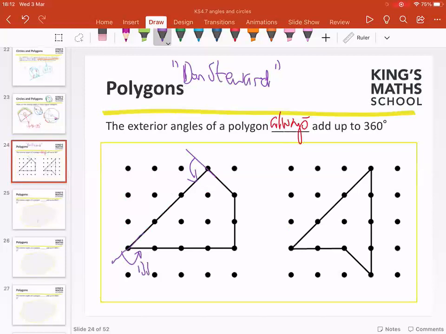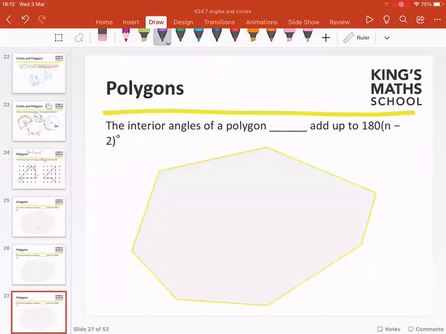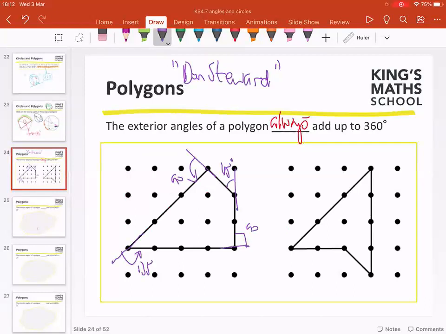That is 135. That is 90. And that is 45. So we get 90 and 90 makes, ooh, 360, sorry, 180, and 45 and 135 makes another 180. So altogether we get 360.